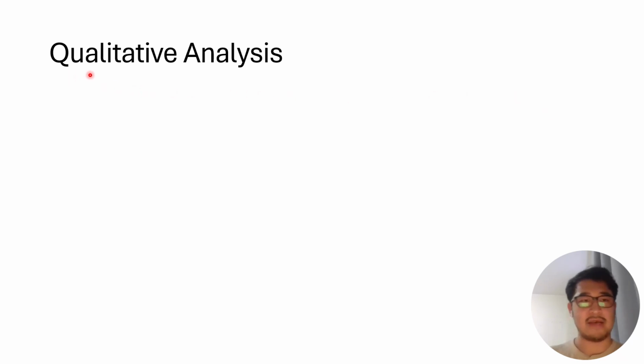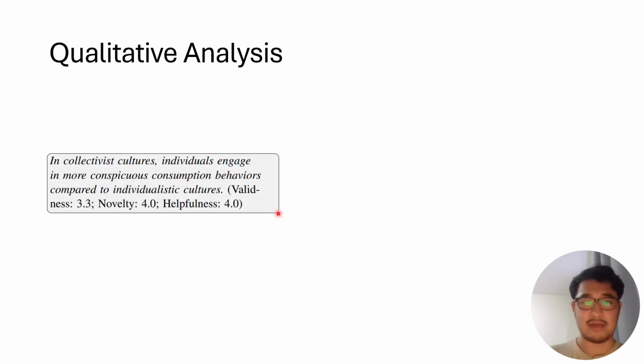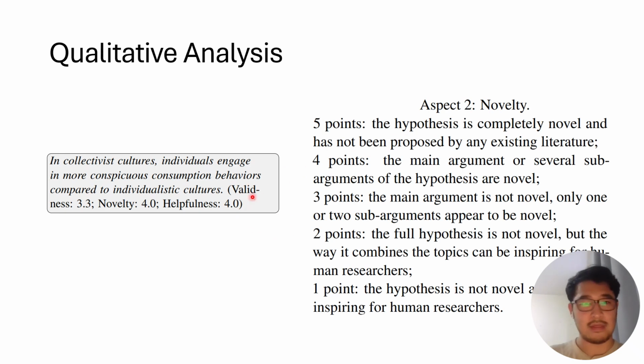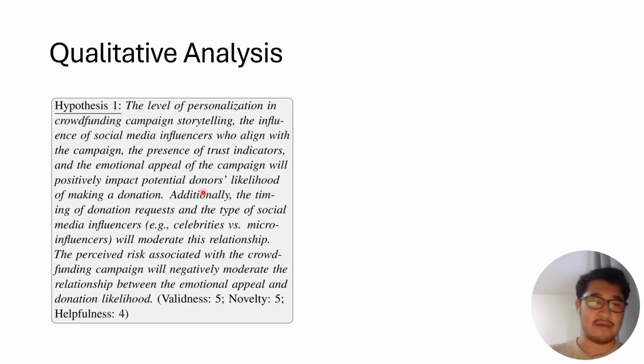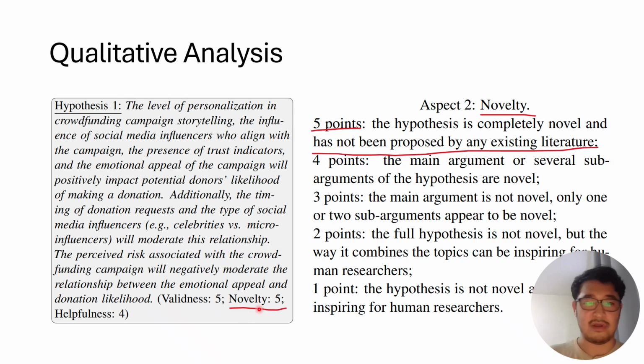We also have some qualitative analysis. For example, this hypothesis is generated by our framework, and its score is evaluated by three social science PhD students. We can see that it receives a 4-point novelty score. And 4 points means the main argument or several sub-arguments of the hypothesis are novel. So it is quite a high standard; even for human scientists, it's hard to achieve. And we also have some hypotheses which have even higher scores by evaluation.